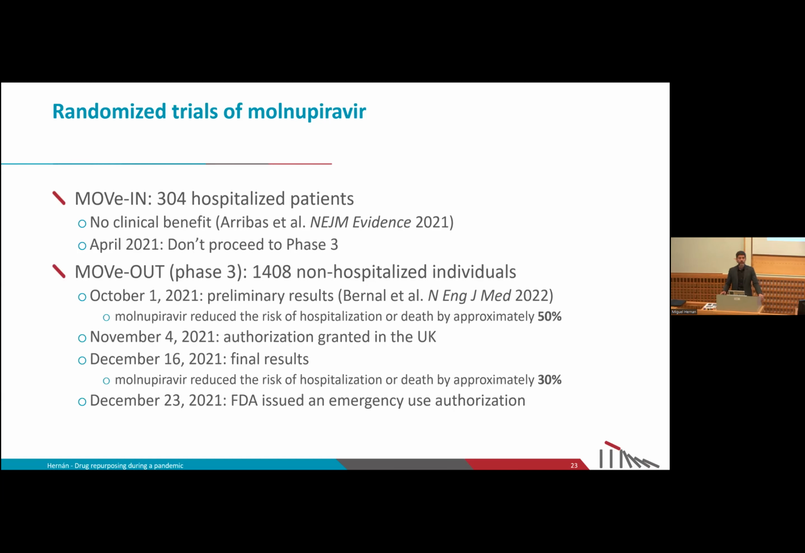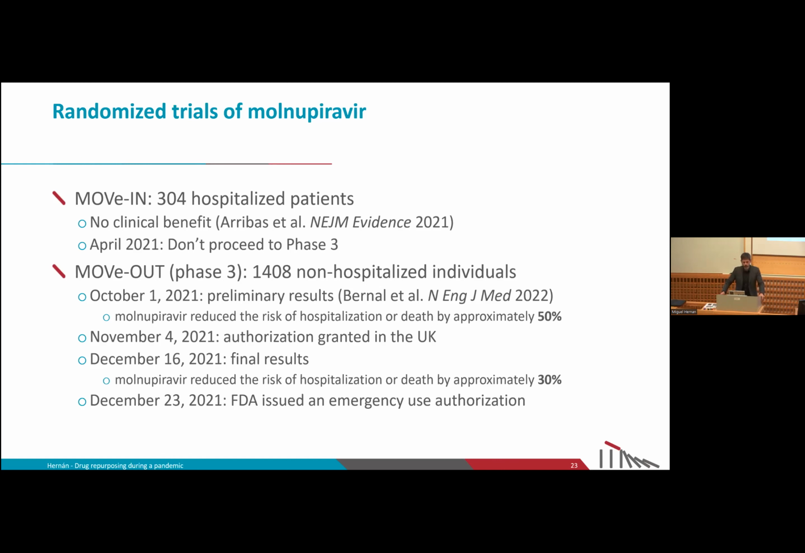The second study was MOVe-OUT, and this was a study in non-hospitalized individuals. And in April of 2021, after the promising results for the phase 2 trial, there was a decision to continue into phase 3 with about 1,400 people. The results were first announced in October of 2021 with about half of the sample, and Merck said that the risk of hospitalization or death was reduced by approximately 50%, which is a lot in people who are not hospitalized yet.